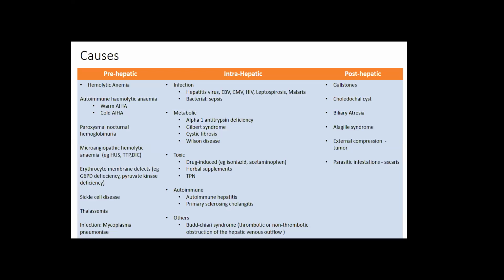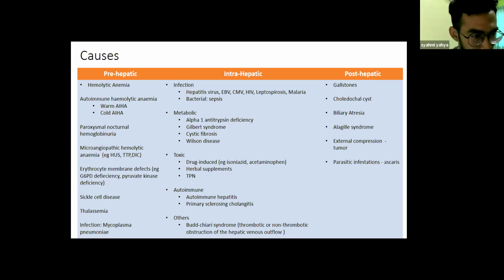To simplify the table, this is pre-hepatic, intrahepatic, and post-hepatic. For pre-hepatic, it is due to hemolytic causes that increase the bilirubin in the intravascular space.